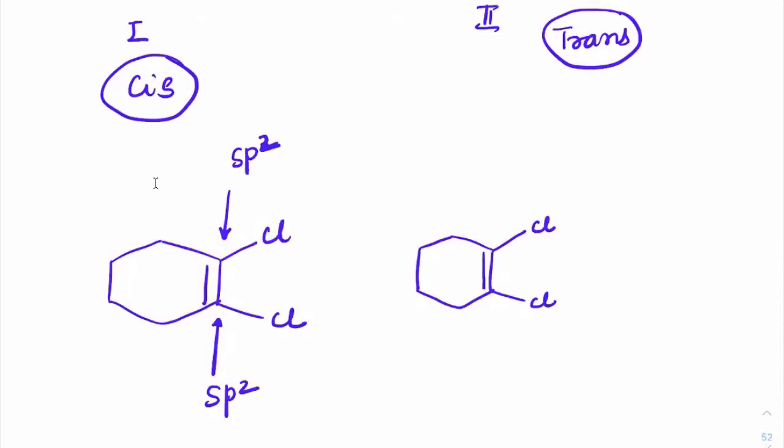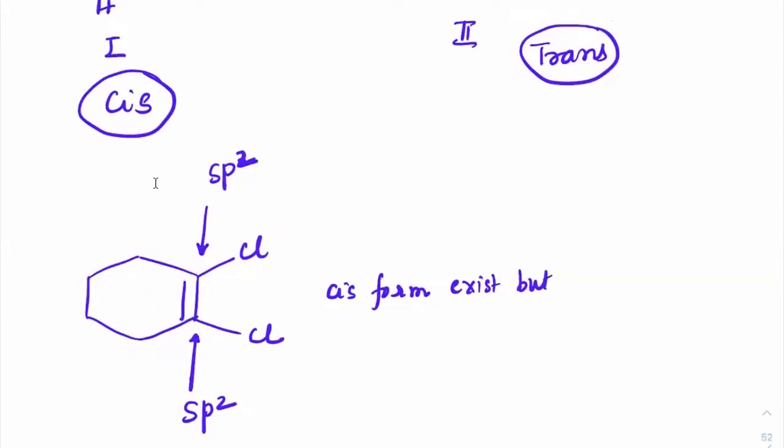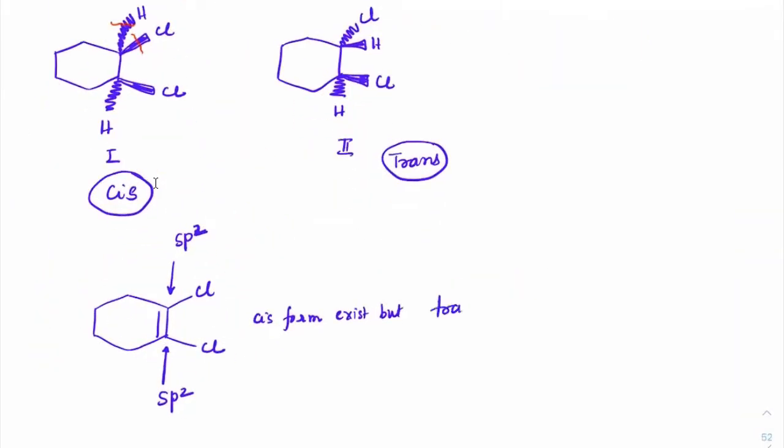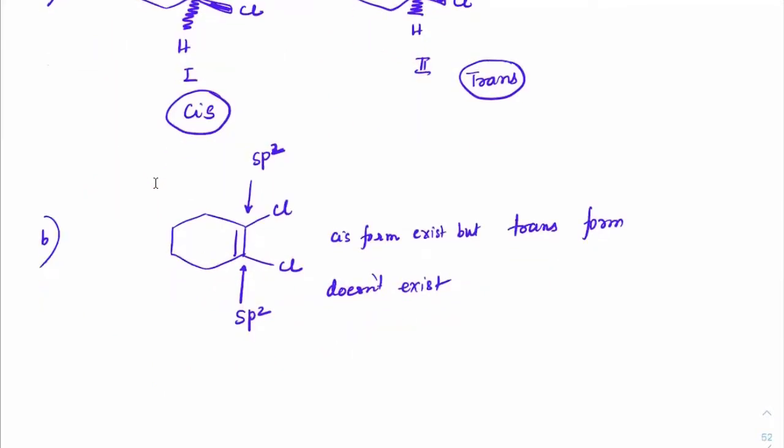But since these two chlorines are on the same side here, I can call it a cis form. The cis form exists, but the trans form does not exist. So it does not exhibit geometrical isomerism. But if the question was asked, what is the form, whether it is a cis or trans form, you can say. But whether it will give geometrical isomers, no. Because for geometrical isomers, you need to have both cis and trans forms. All of you understood case B?